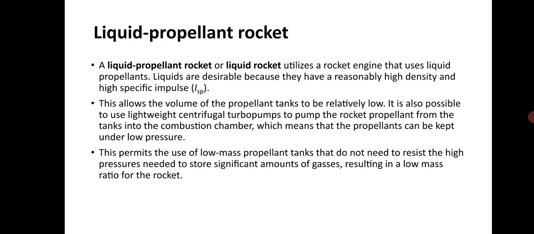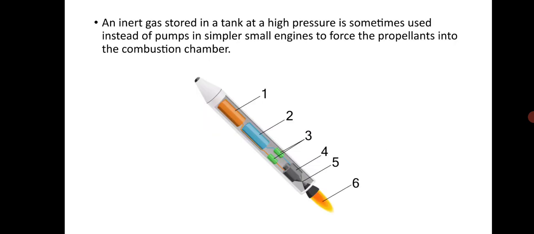It is also possible to use lightweight centrifugal turbopumps to pump the rocket propellant from the tank into the combustion chamber, which means that the propellant can be kept under low pressure. This permits the use of low mass propellant tanks that do not need to resist the high pressure needed to store significant amounts of gases, resulting in a low mass ratio for the rocket. An inert gas stored in a tank at high pressure is sometimes used instead of pumps in simpler small engines to force propellant into the combustion chamber.